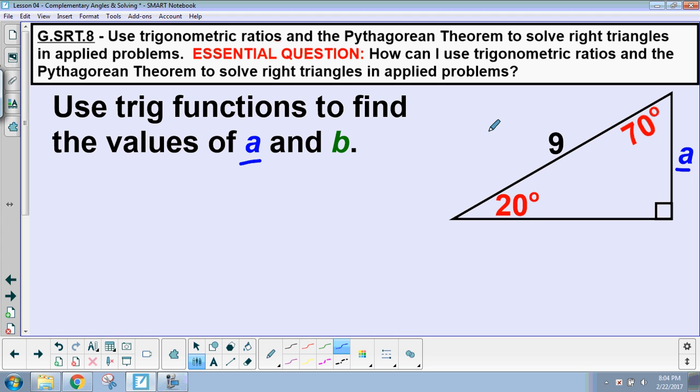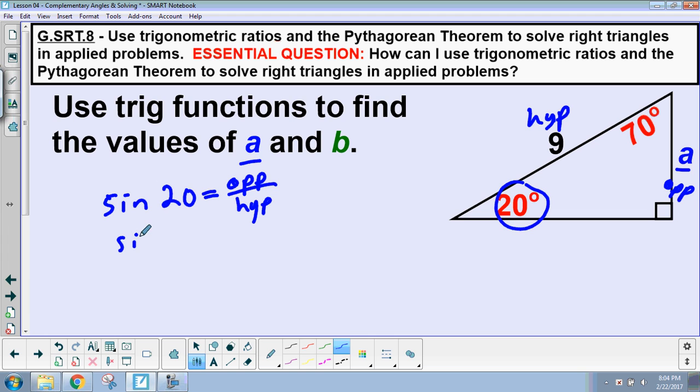So if I'm picking 20 as my reference angle, that means A is opposite, and this 9 is going to be the hypotenuse. So I would use sine. So sine 20 degrees is going to be opposite over hypotenuse. Plug in what you know. Opposite is just going to be A over the hypotenuse, which is 9. To get rid of the 9, multiply both sides by 9. The 9's cancel. A is left over on the right hand side.